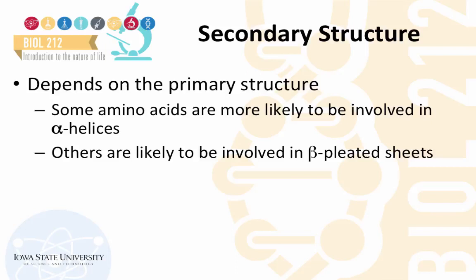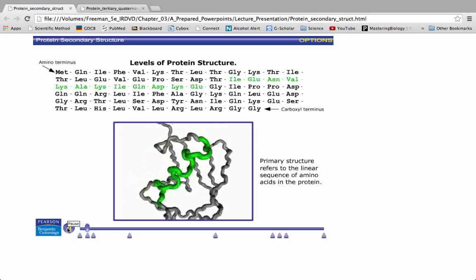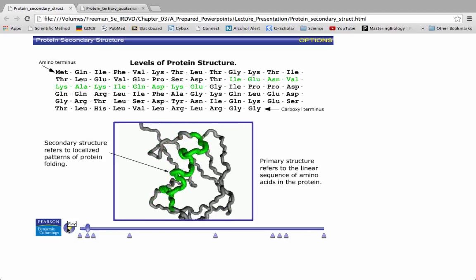Some amino acids are more likely to be involved in the formation of alpha helices, others are more likely to be involved in the formation of beta-pleated sheets. Now that we've looked at the primary structure of proteins, let's look at ways in which amino acids within the primary sequence interact with each other to form secondary structures. Here's an example of a protein. Both the primary sequence as well as the folded structure are seen on this page. One of the elements of secondary structure is the alpha helix, formed by the amino acids highlighted in green.